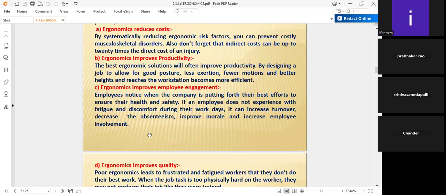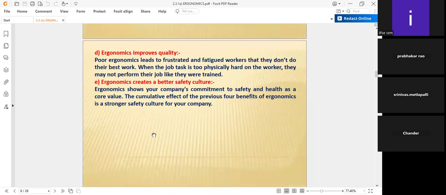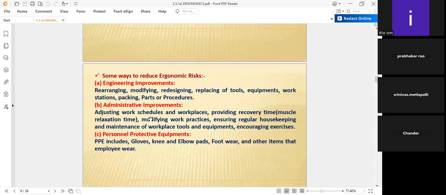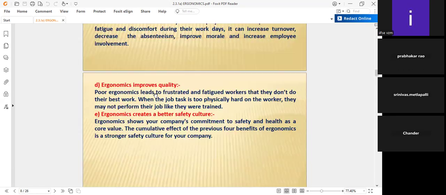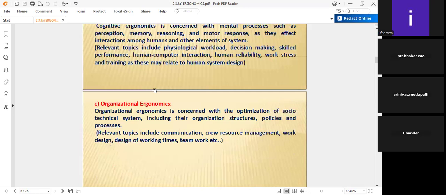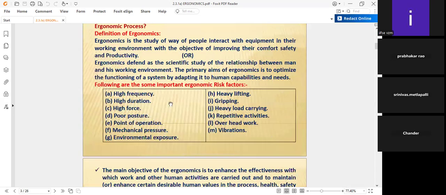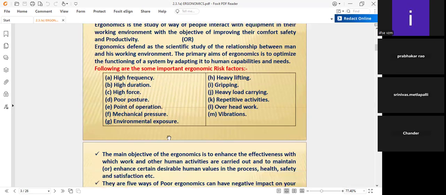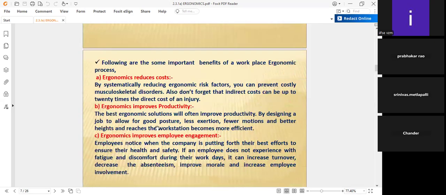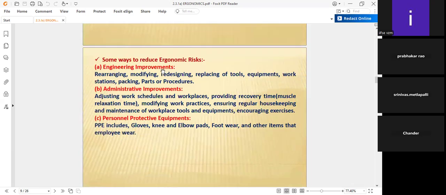If the organizations provide the work environment as expected by the employees to carry out their job perfectly, we can reduce these steps that are increasing the risk factors. If you reduce the risk factors, we have to follow these engineering improvements, administrative improvements, and personal protective measures. These engineering improvements and administrative improvements we will be discussing in coming slides.